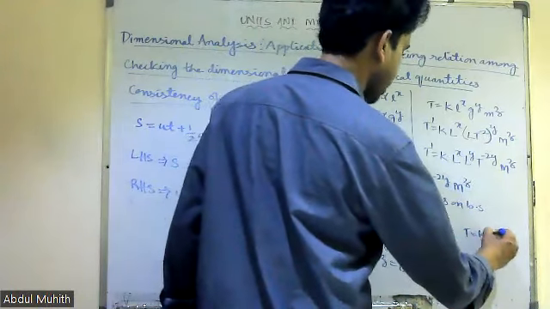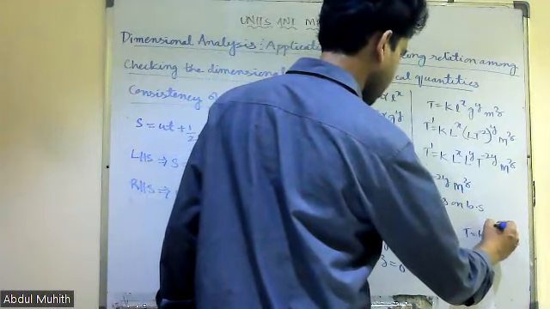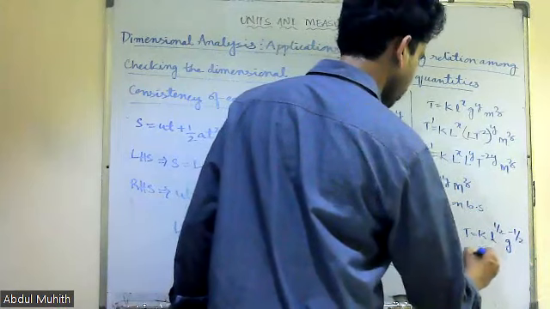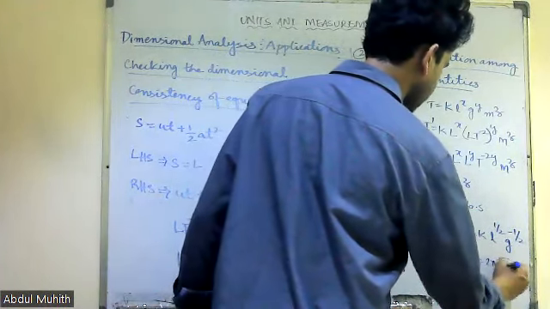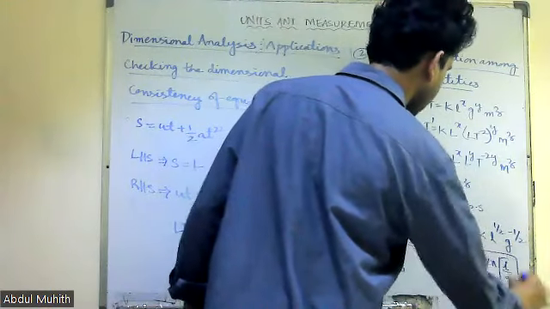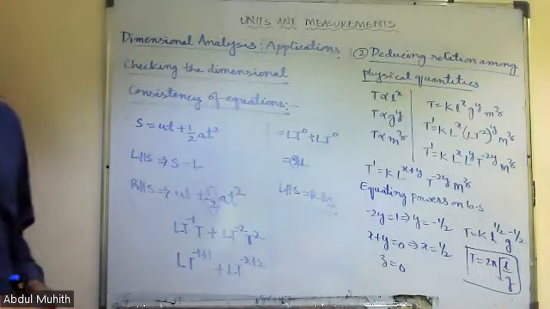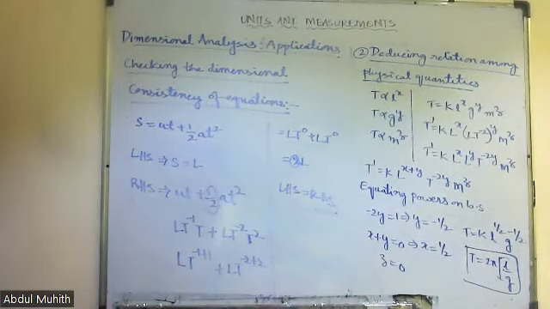When we substitute these values, T is equal to K into L power 1/2 and G power -1/2. If you know the K value, we can write 2 pi under root of L by G. This is the time period of a simple pendulum formula. In practical also we did this. Remember?